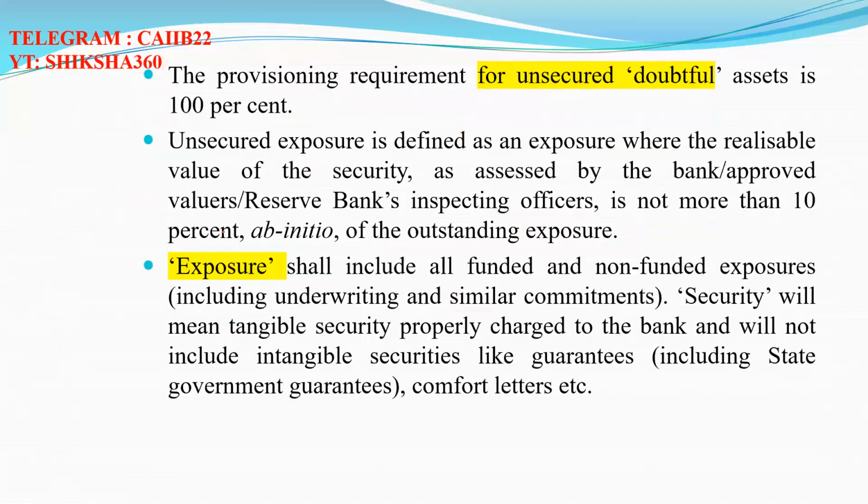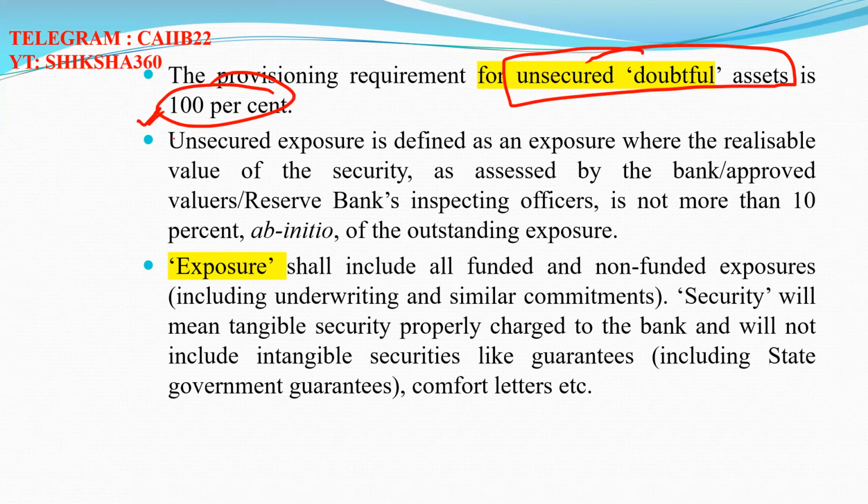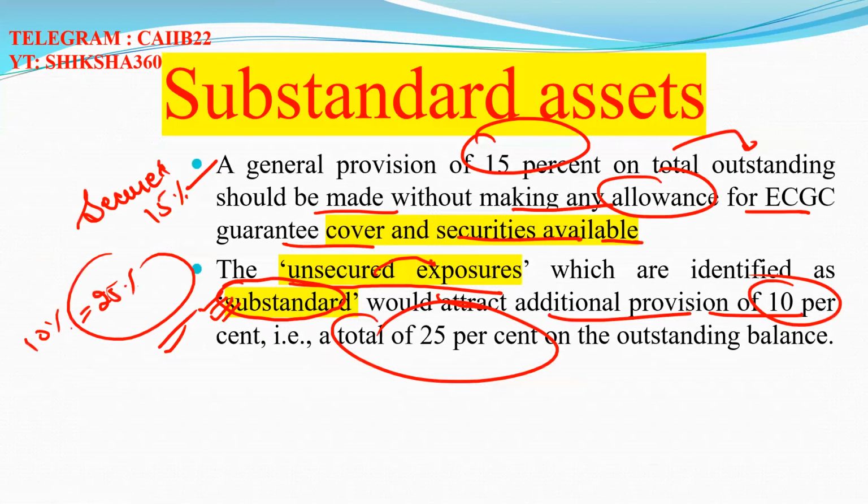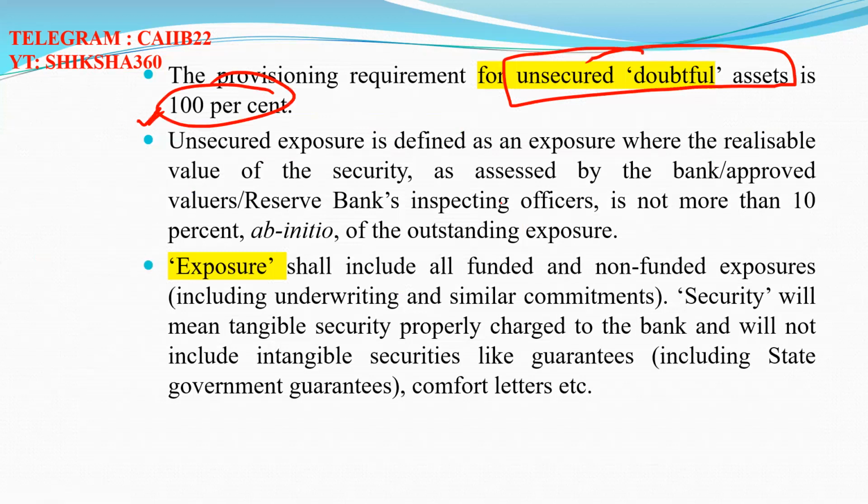Next, the provisioning required for unsecured doubtful assets. The provisioning required for an unsecured doubtful asset is 100%. Clear? And what is the meaning of unsecured exposure? Basically, in the previous slide we discussed one term, unsecured exposure. So what is the meaning of unsecured exposure?